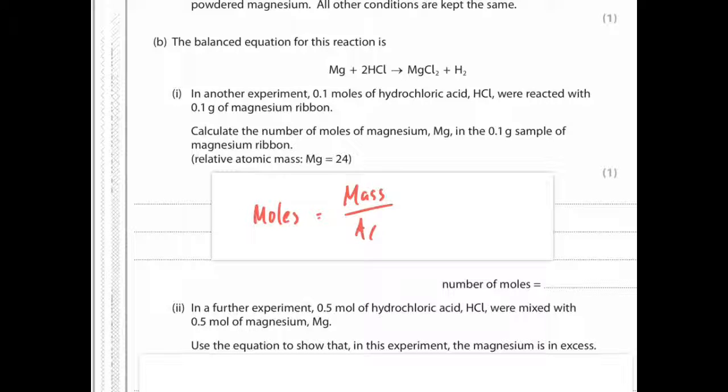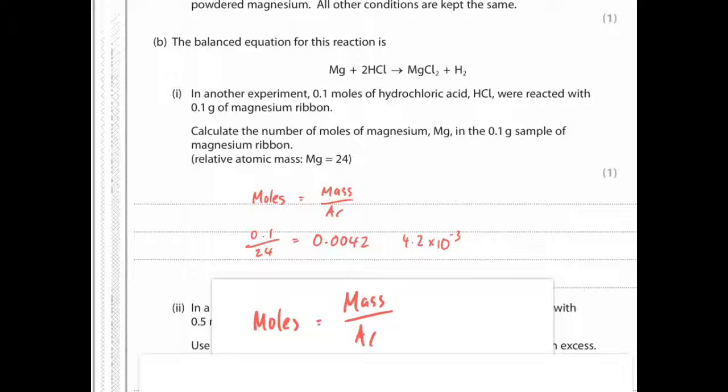So number of moles is mass divided by Ar. So you just do mass, which is 0.1 grams, divided by Ar, which is 24, which gives you 0.0042, or 4.2 times 10 to the minus 3. Because if you want to write it in standard form, this shifts this way 3 spaces, 4.2, but obviously minus 3 signifies that the reality is this decimal point would be moved back 3 places.